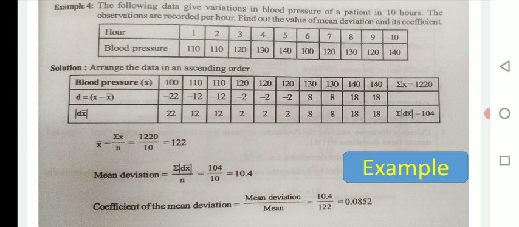Similarly, we can calculate the coefficient of mean deviation, and the coefficient of mean deviation is calculated by mean deviation upon mean, and it is 10.4 upon 122, and it is 0.0852. Okay.